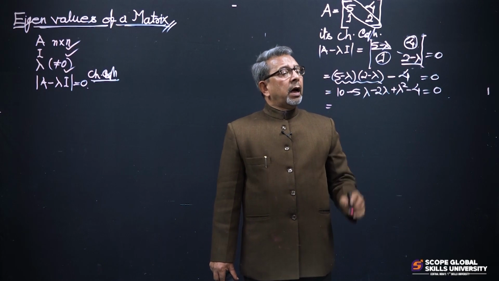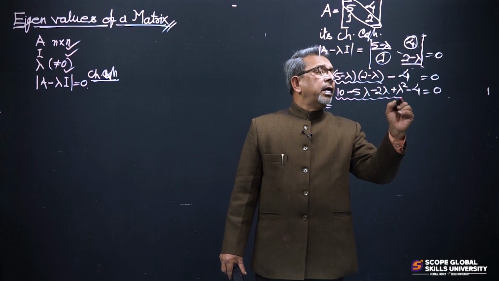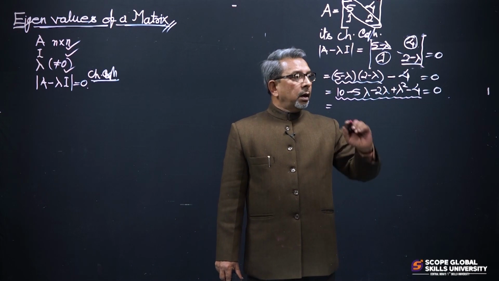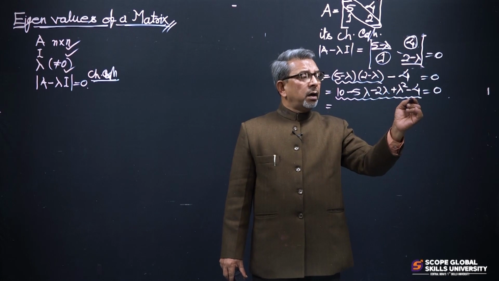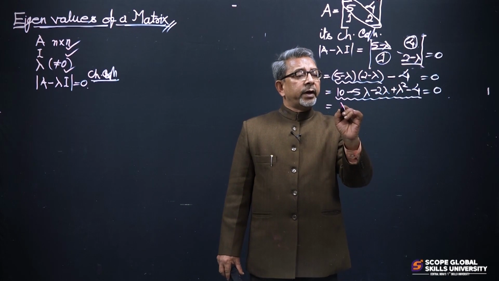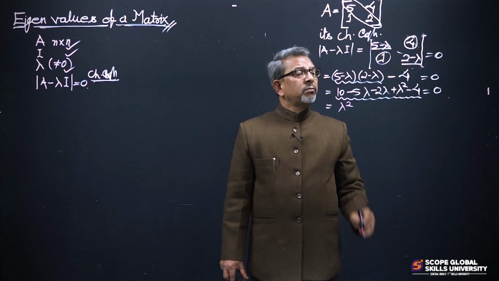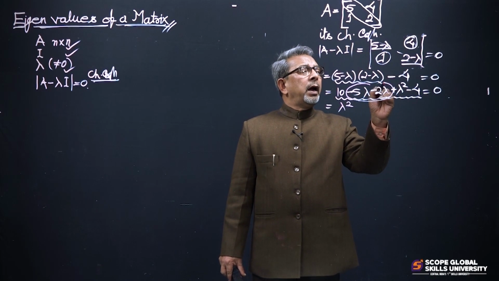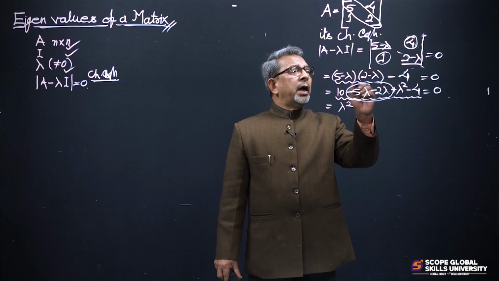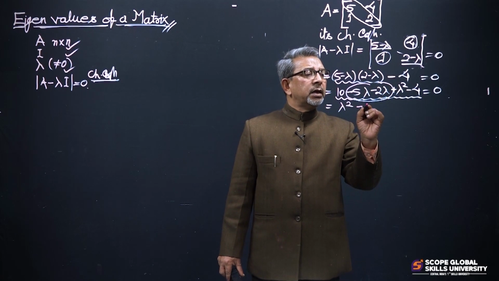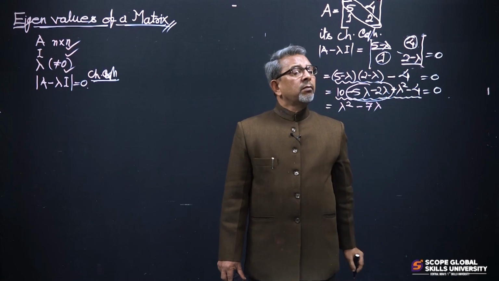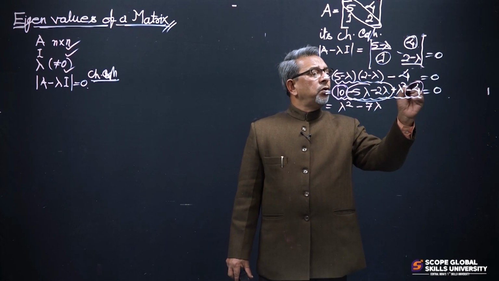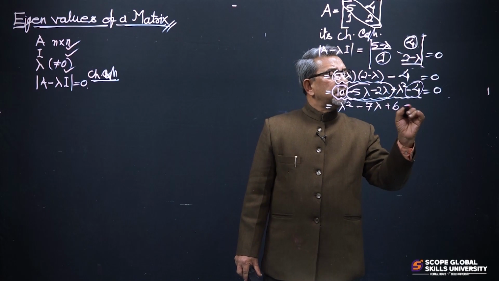And if we arrange this equation in the standard form of the polynomial, we get lambda square minus 5 lambda and minus 2 lambda becomes minus 7 lambda. This 10 and minus 4 is plus 6, equal to 0.